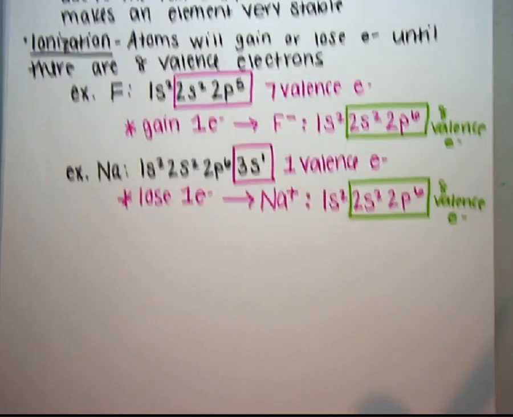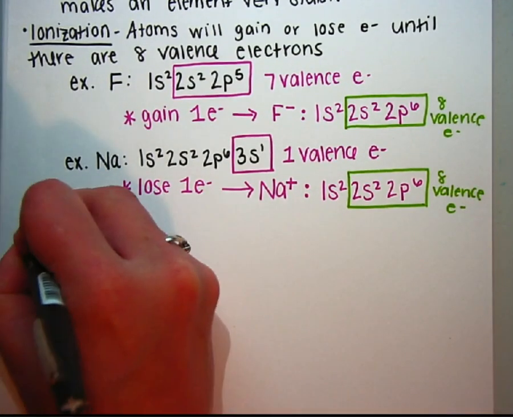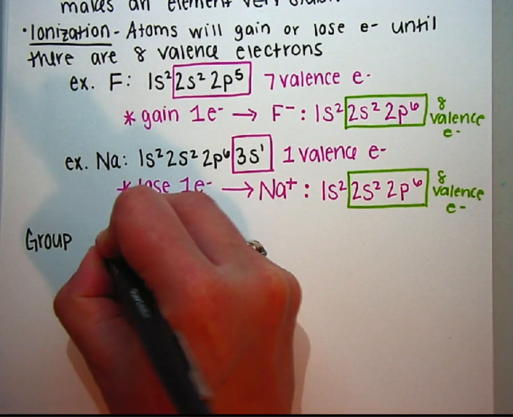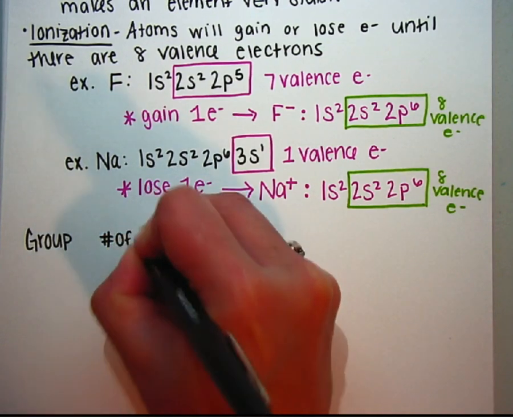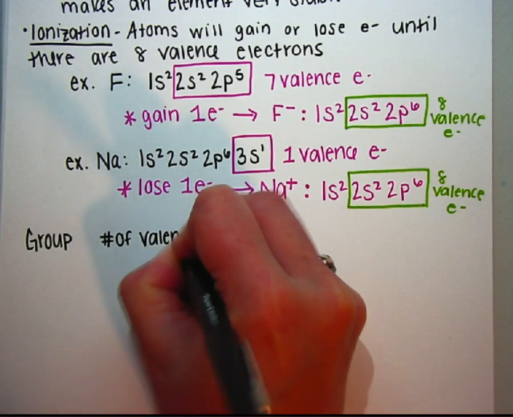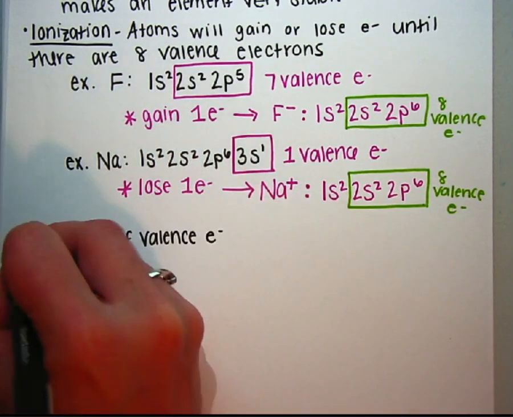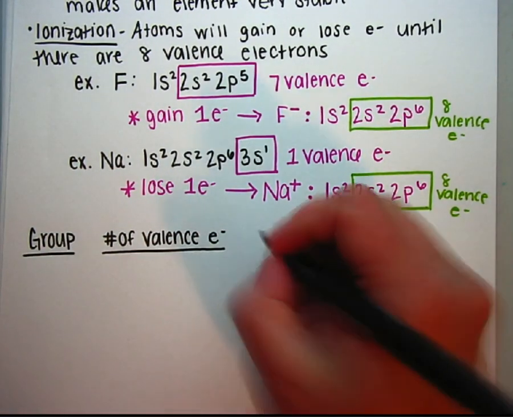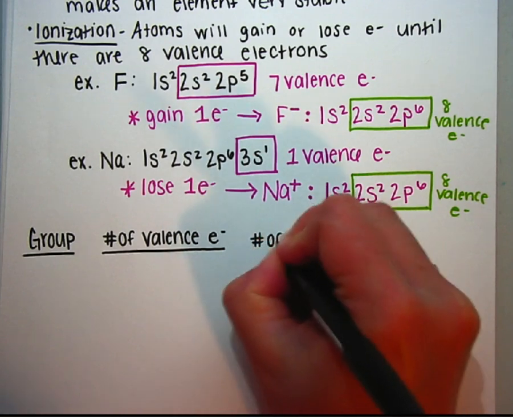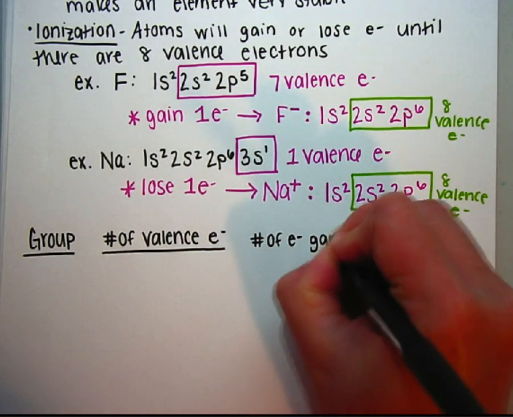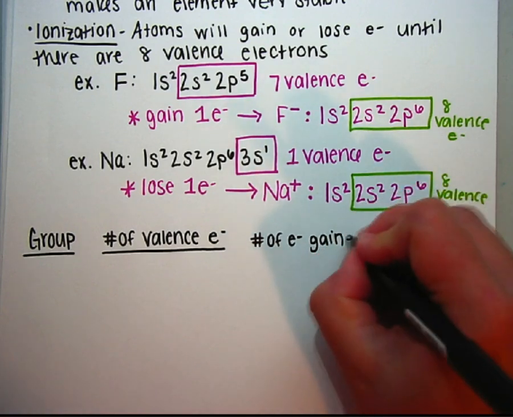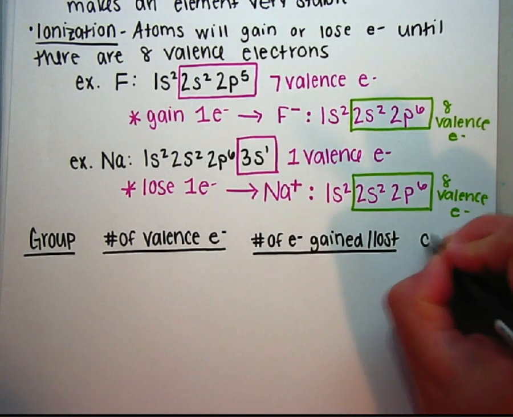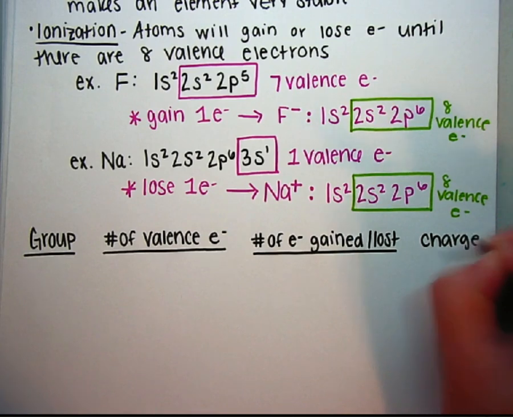All right. We're going to make a little table. And this, again, you should know, we talked about it, but I want to make sure you have it in your notes as a resource. So in one column, we're going to have the group. In the second column, we're going to have the number of valence electrons. Next, we're going to list the number of electrons either gained or lost. And lastly, we're going to list the charge.